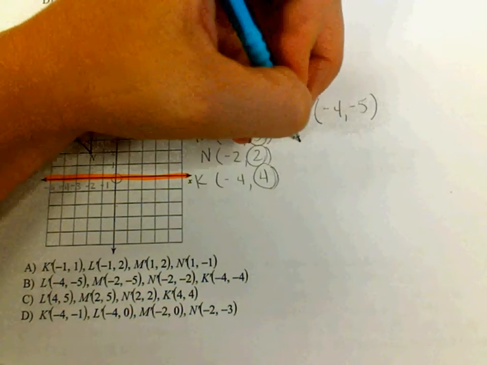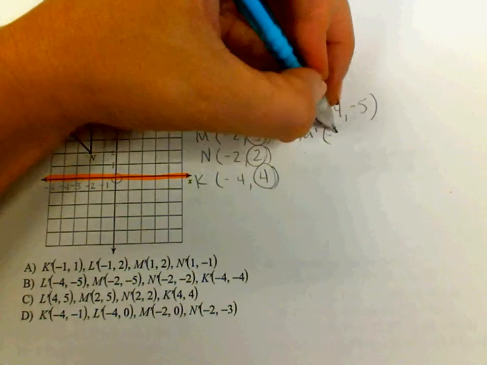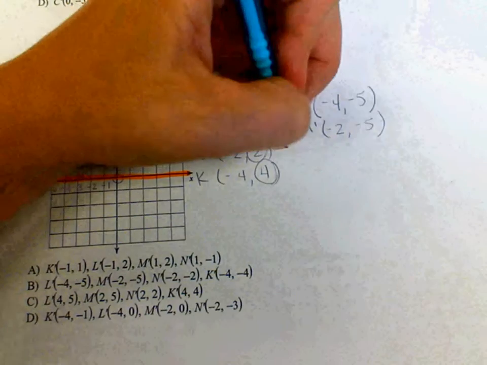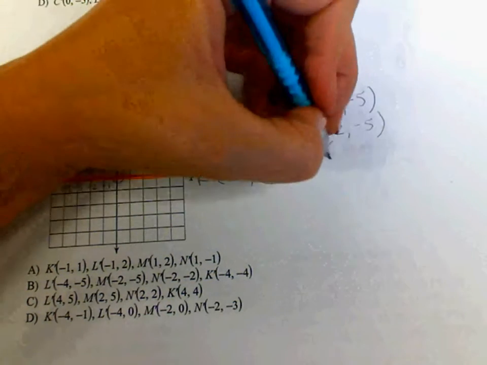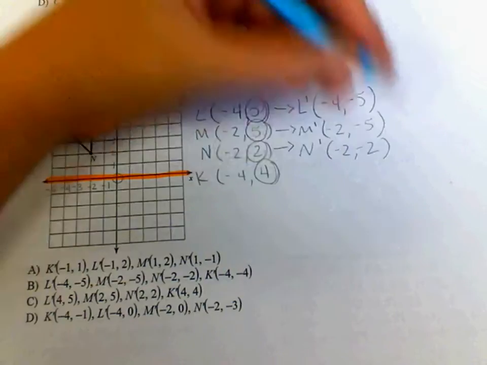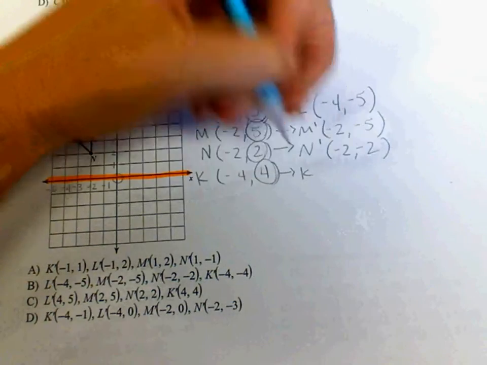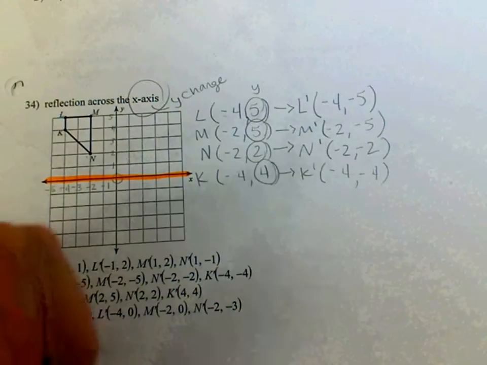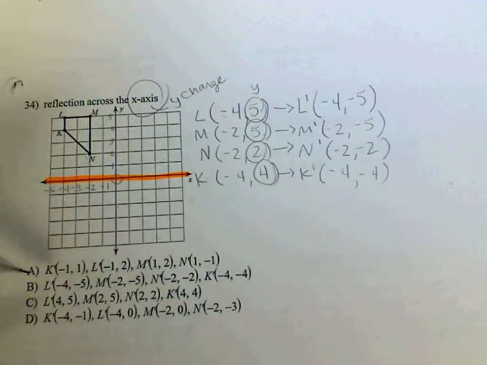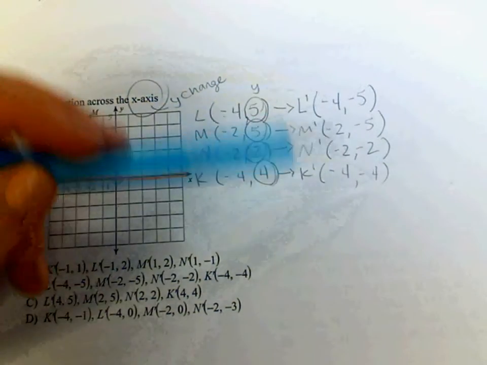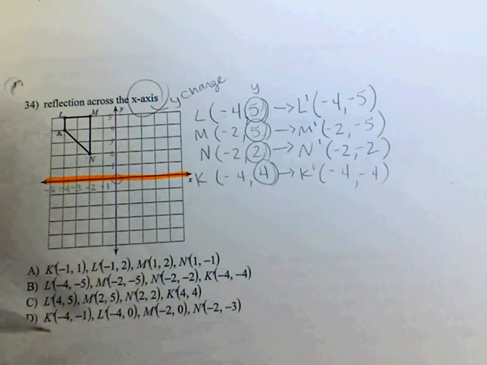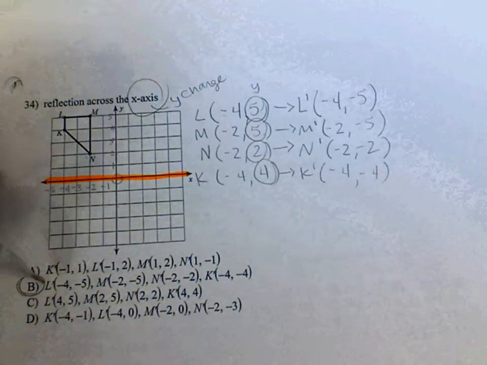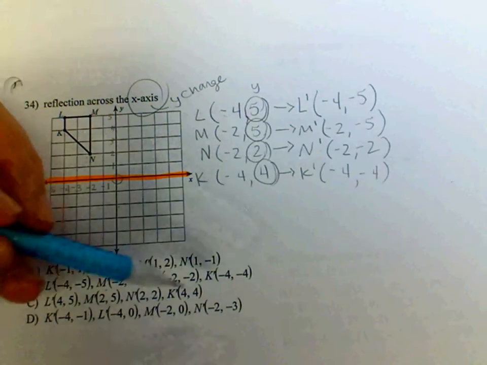M prime will be -2, -5. N prime will be -2, -2. And K prime will be -4, -4. Okay. Well, let's see which one that matches up with. Looks like they all became negative. So that matches with answer choice B. -4, -5, -2, -5, -2, -2, -4, -4.